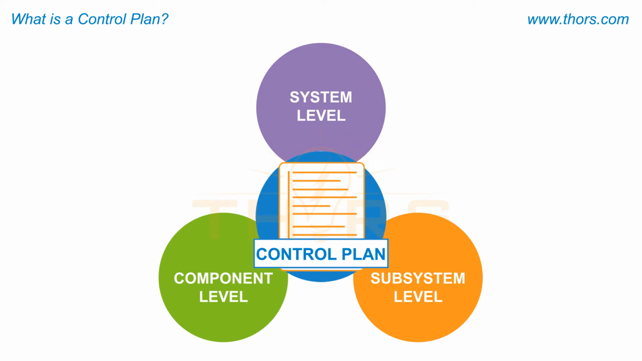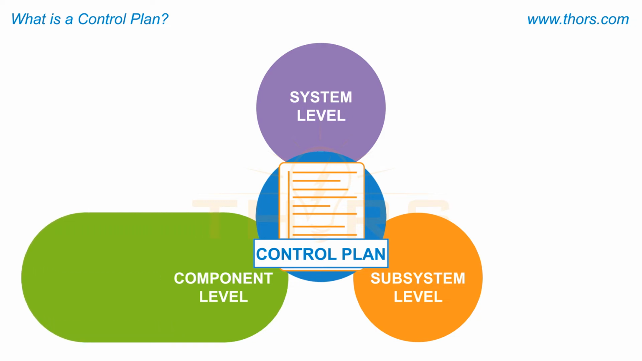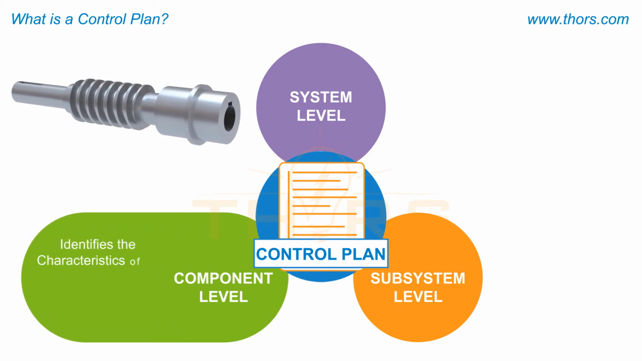Using the example of the transmission mechanism in a car, the multiple levels of control plan creation can be explained. The component level control plan identifies the characteristics of an individual gear, along with the associated monitoring controls that are implemented to control the production.